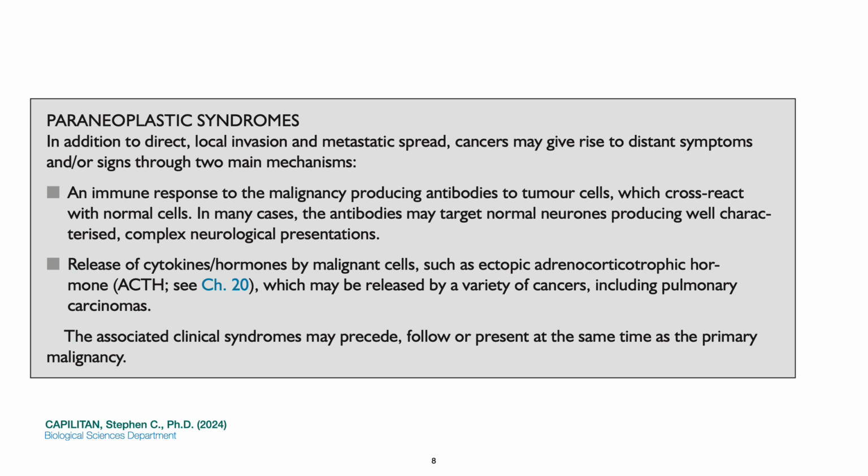In addition, they also have paraneoplastic syndromes, where, in addition to direct or local invasion and metastatic spread, cancers may give rise to distant symptoms and or signs through two main mechanisms. The first one is an immune response to the malignancy, producing antibodies to tumor cells which cross-react with normal cells. In many cases, the antibodies may target normal neurons, producing well-characterized complex neurological presentations. The second is the release of cytokines or hormones by the malignant cells, such as ectopic adrenocorticotropic hormone, which may be released by a lot of cancers, including pulmonary carcinoma.